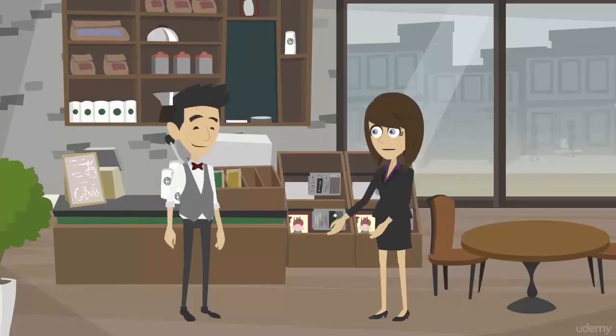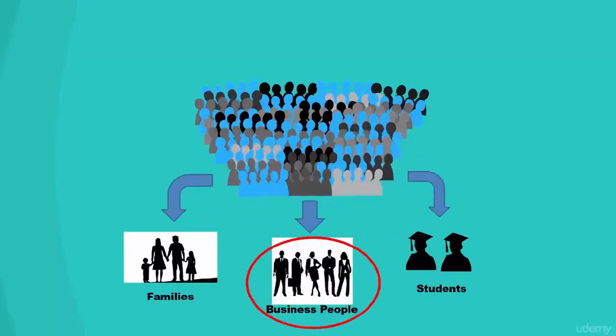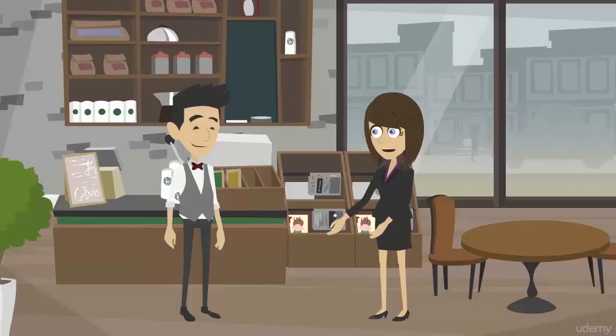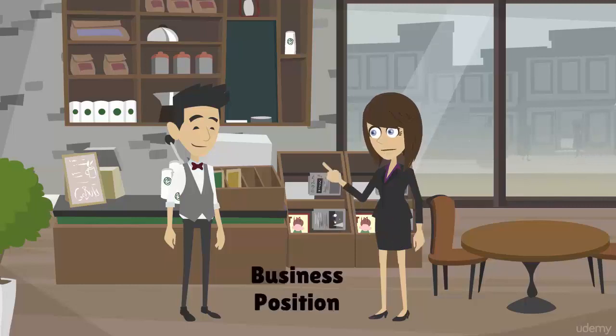After that, let's start targeting. What kind of customers are there a lot of at your cafe? There are a lot of business people as my customers. Are there a lot of students or families? No, there are a few students or families at my cafe, so I should target business people as my customers. Excellent. After that, you should decide your business position.